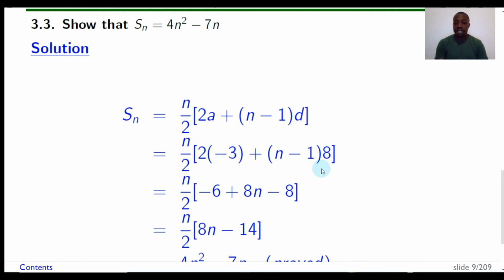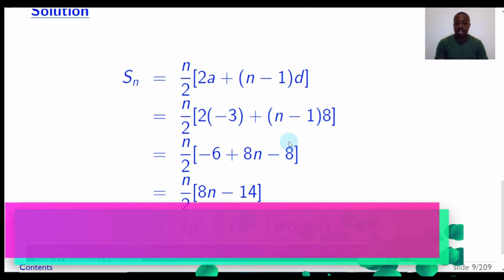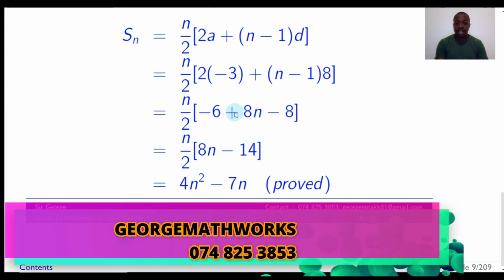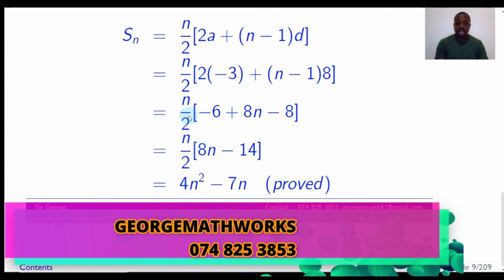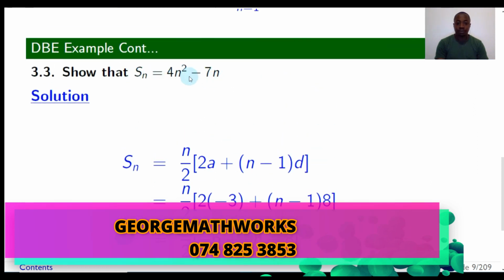Now the other job that is left is simplifying all of this. So n over 2 open bracket, this by this you get minus 6, 8n like we expanded, then minus 8. If you are to add minus 6 minus 8, you get minus 14. The positive 8n here comes down as it is, and the n over 2, the part of the formula, is still there. But looking at where we want to reach, I need to simplify until I reach this part.